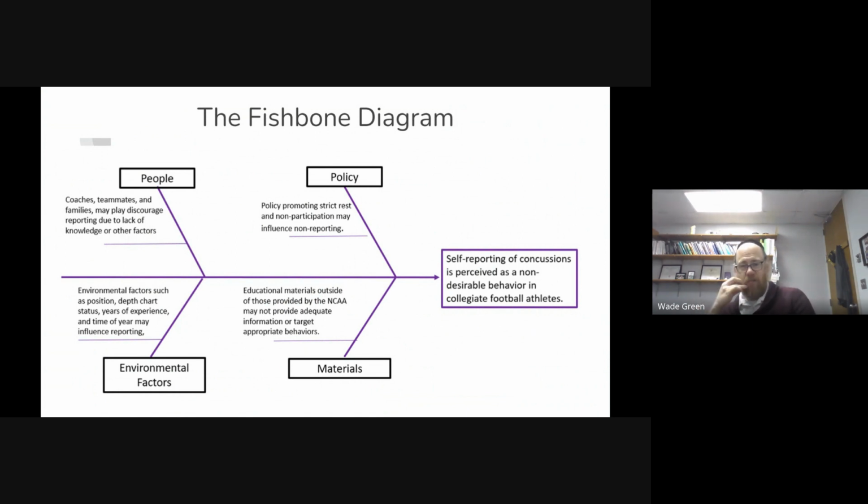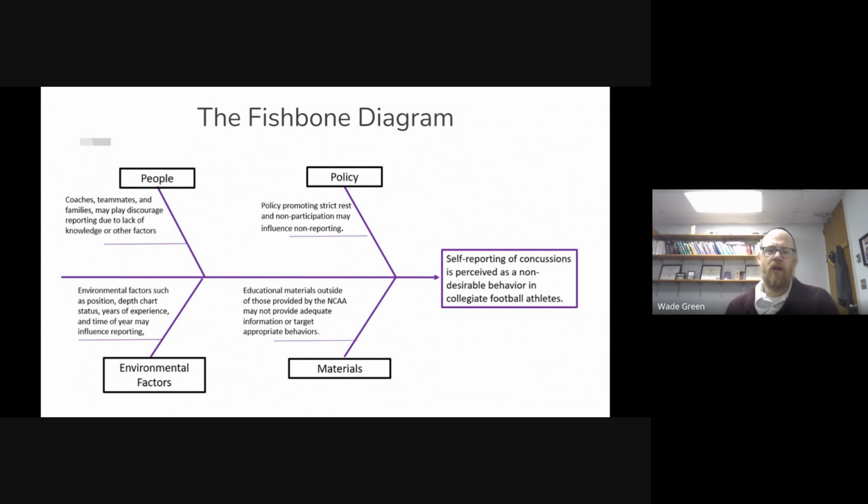So with people, how do we define the problem here? Coaches, teammates, and families may downplay or discourage reporting due to lack of knowledge or other factors. We have policy, which is essentially that policy promoting strict rest and non-participation may influence reporting. What that means is the student athlete knows that if they tell someone that they have a concussion, they're going to be out. They're not going to be able to play. They're not going to be able to return to the sport that they love. And so they simply don't report it because they don't want to miss time.